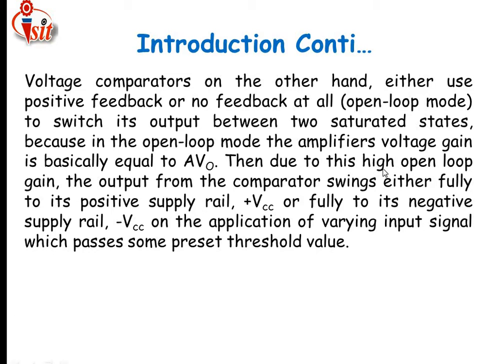Due to this high open loop gain, the output from the comparator swings either fully to its positive supply rail, that is the positive VCC supply, or fully to its negative supply rail, that is minus VCC, on the application of a varying input signal which passes some preset threshold voltage. That means it will pass some preset threshold voltage related to this op-amp.